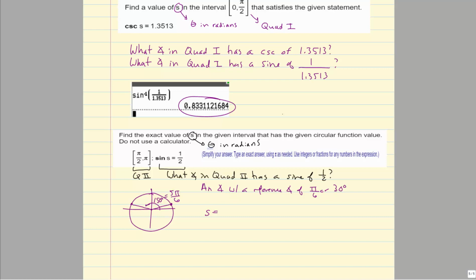Now it says type an exact answer using pi as needed. It says use integers or fractions for any numbers in the expression. That means we can't use decimals. So that would be my 5 pi over 6. And if you don't know, or you haven't memorized your unit circle, you'd have a tough time coming up with this. So again, in order to work efficiently in trig, you really need to know your unit circle. It'll be very important.